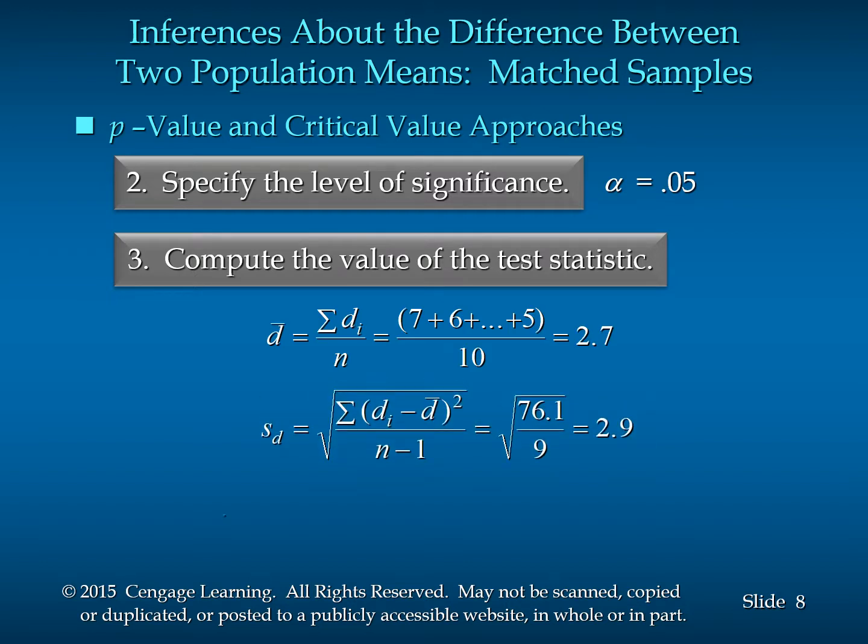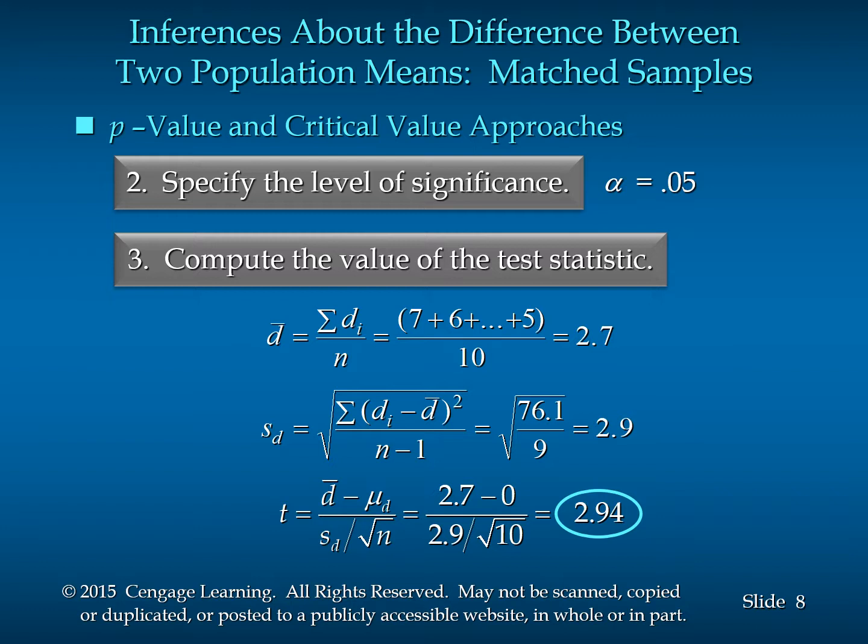Computing the test statistic, this D bar is 2.7. The formula for the standard deviation of this new sampling distribution, the standard error, is shown here as S sub D bar, for which we get that standard error of 0.92. Using those two values, we come up with our t-test statistic of 2.94.